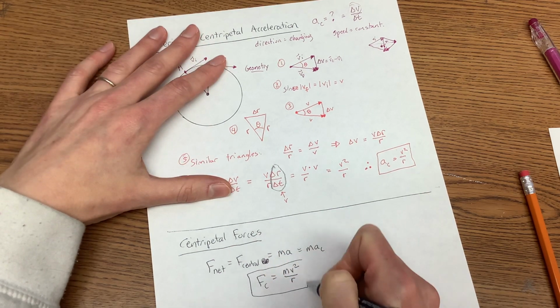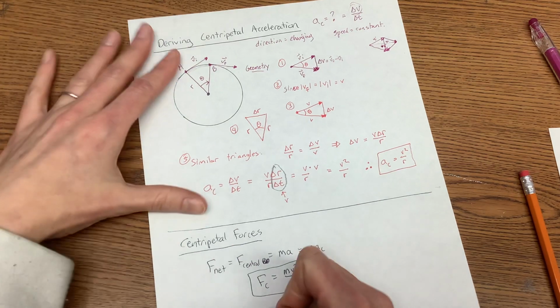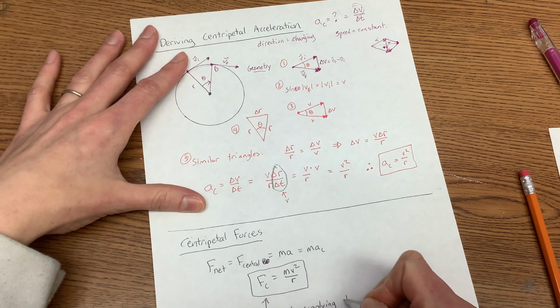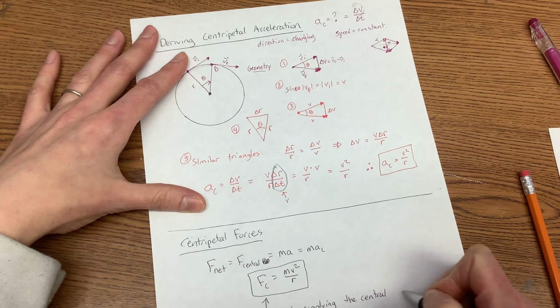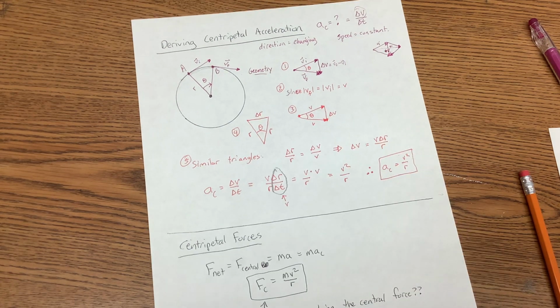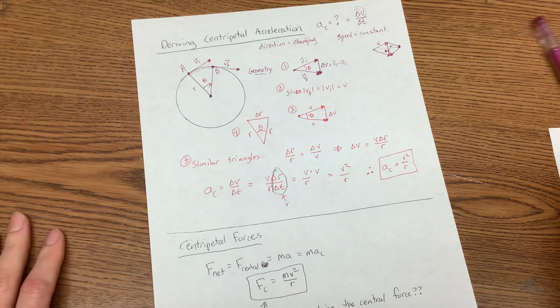And so this can be used to solve the problems. And then you just have to remember that this central force, the question is, what is supplying the central force? Is it friction? Is it normal? Is it gravity? Is it tension? What's supplying the central force? Once you know that, and you know enough pieces of information, you can use this formula or some combination of formulas to be able to solve problems about objects going in circles.